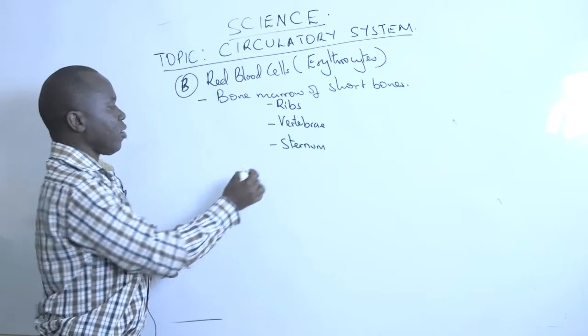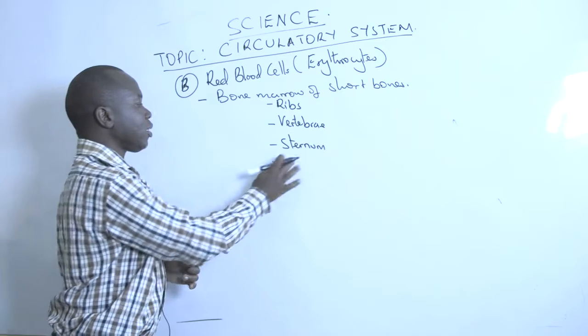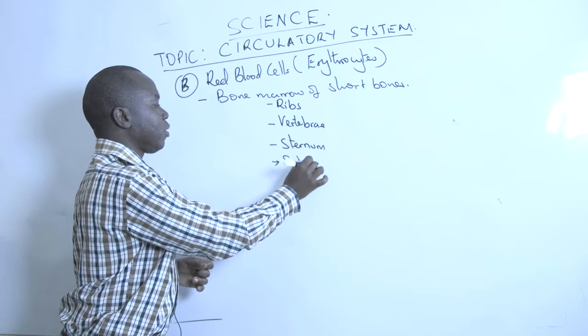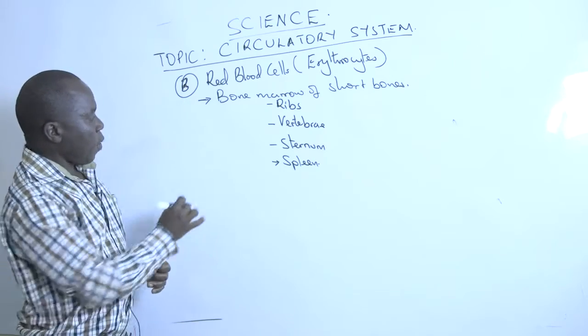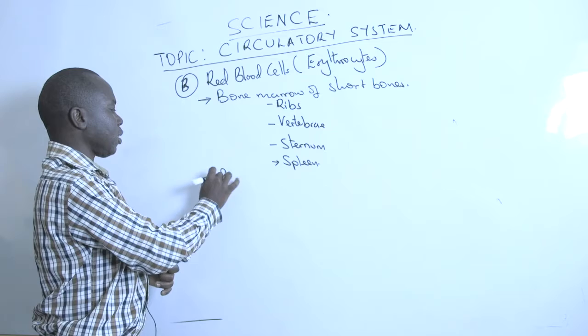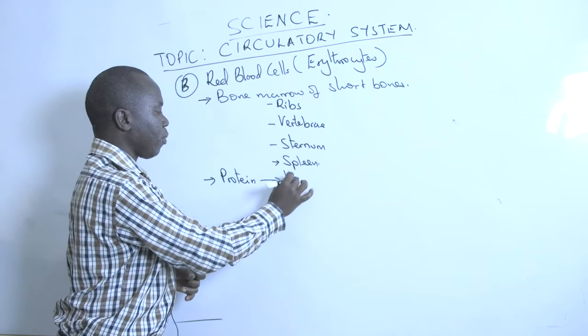And we also have other organs that produce red blood cells, for instance, the spleen. Now, one major characteristic of red blood cells is that they contain a protein called hemoglobin.